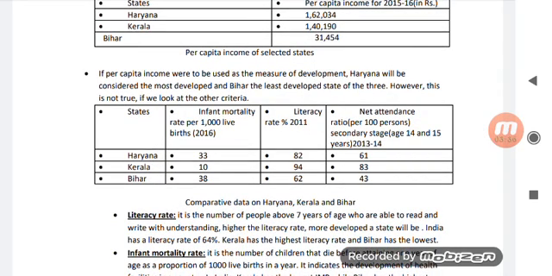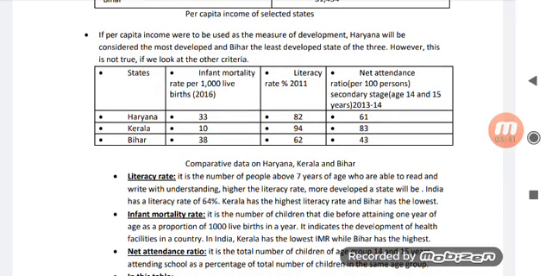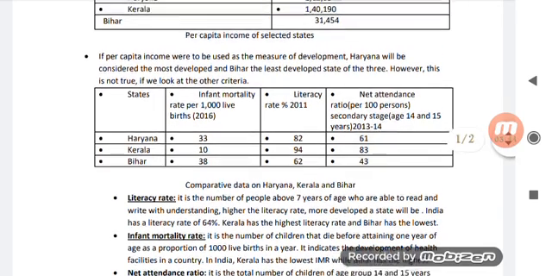Look at the second table here, the comparative data on Haryana, Kerala, and Bihar, the same three states. Given are the infant mortality rate per 1,000 live births, data from 2016, the literacy rate in percentage in 2011, and the net attendance ratio per 100 persons, secondary stage, that is age 14 and 15 years, taken from the survey of 2013 and 14.